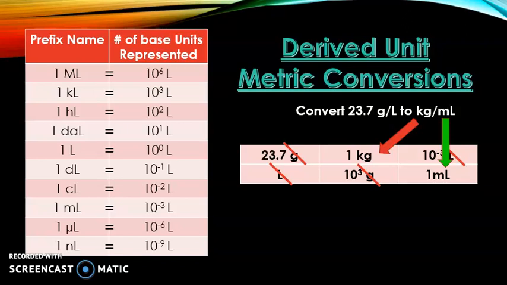Now it's time to go to the calculator. So into the calculator, I would push 23.7. From my next fraction, 10 to the third is on the bottom, so I'm going to hit divided by 10 to the third. And then in the final fraction, 10 to the negative third is on the top, so I'm going to hit times 10 to the negative third, and then equals. And when I did that, I found the final answer to be equal to 2.37 times 10 to the negative fifth kilograms per milliliter.